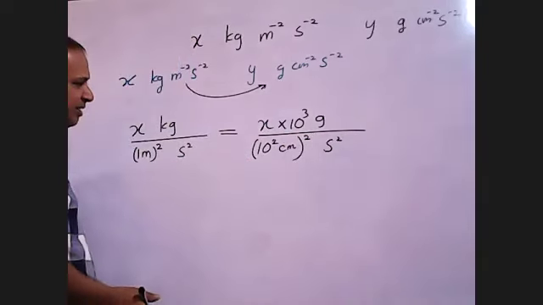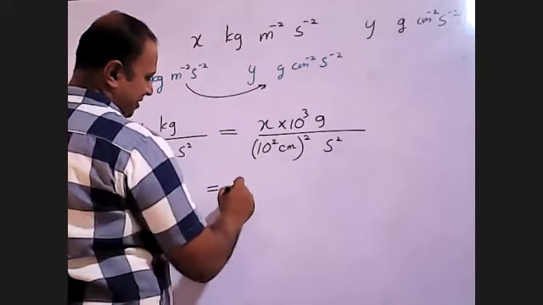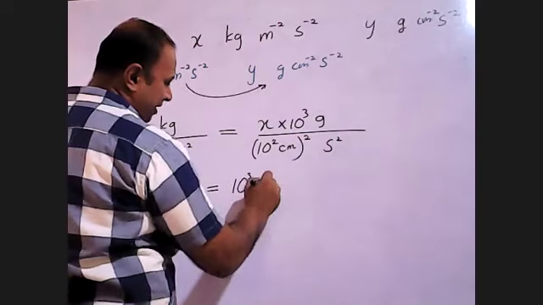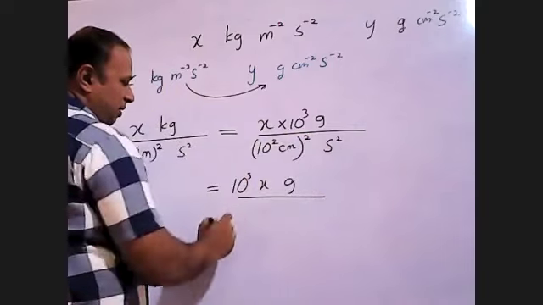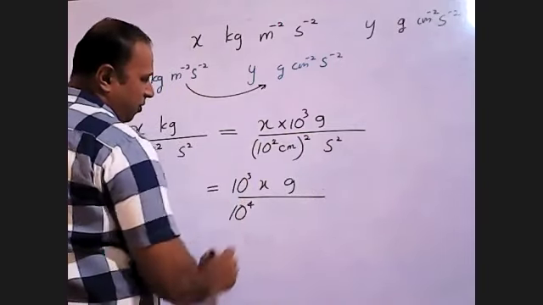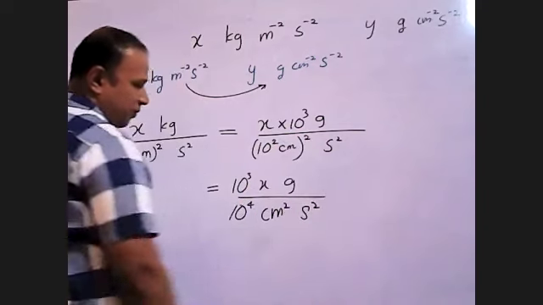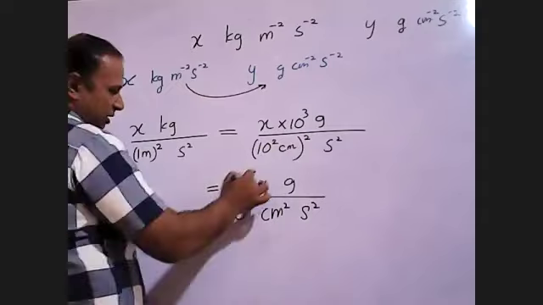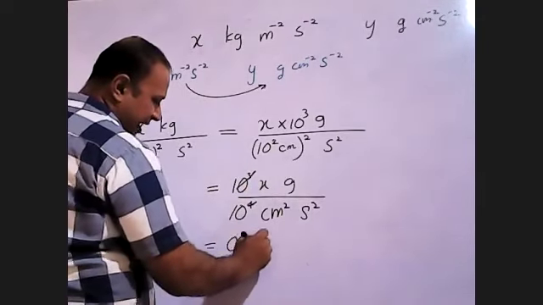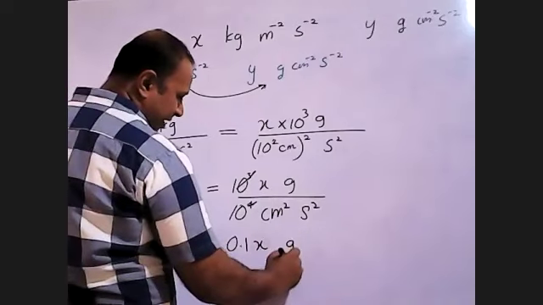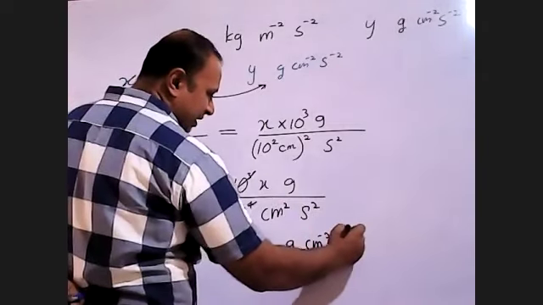Now you can simplify. If you simplify, 10 to the power 3 x gram over 10 to the power 4 centimeter square s minus 2. So cancelling, we get 0.1x gram centimeter minus 2 s minus 2.